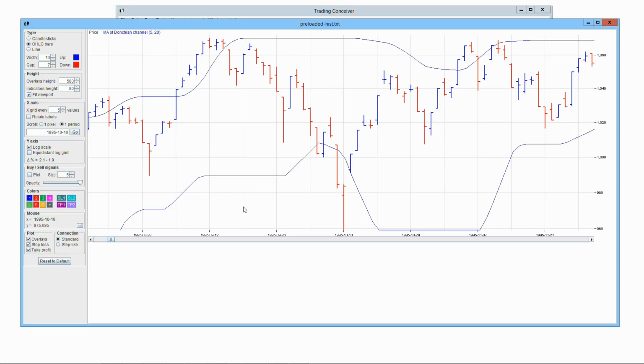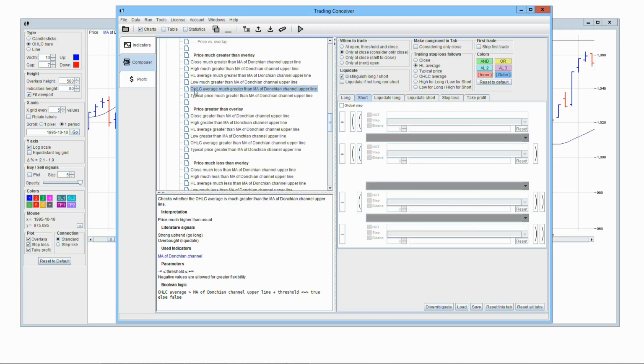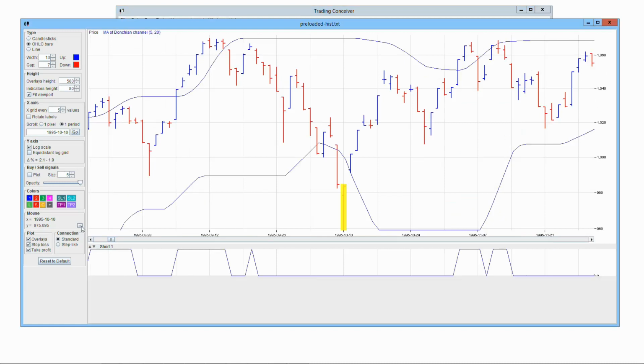If the market is in a congestion phase, the price could oscillate within a channel overlay, its trading range. If this is the case, you can go short when the price approaches the upper line from below, because it is likely to bounce back downward. For instance, you can select the OHLC average much greater than MA of Duncan channel upper line, with a negative threshold. The threshold indicates how close you want the price to be to the upper line for entering a short trade. Put the algorithm in the short tab. The algorithm is true when the price is above the upper line minus a margin.